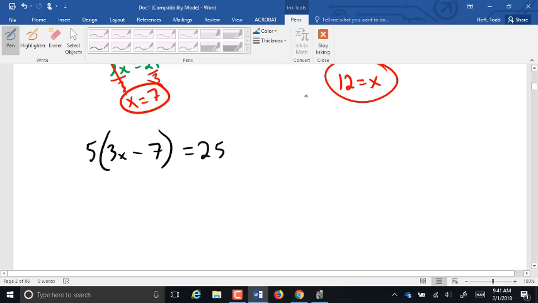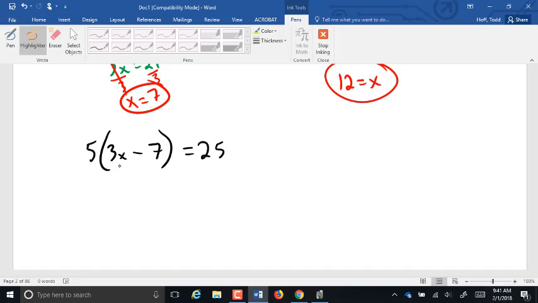Looking at this one, obviously what sticks out is the parentheses. Whenever you see parentheses, it should scream at us to do something here first. Now we look at that, we have to check 2 things. Is there anything that needs to be done inside the parentheses there? No. 3x minus 7, we can't combine that or simplify that in any way.